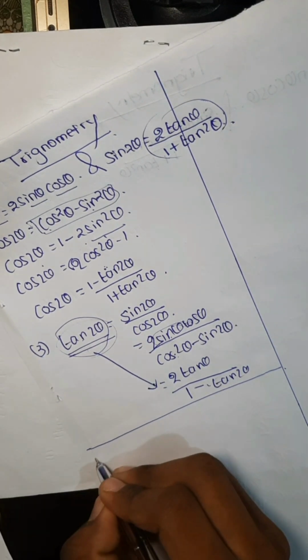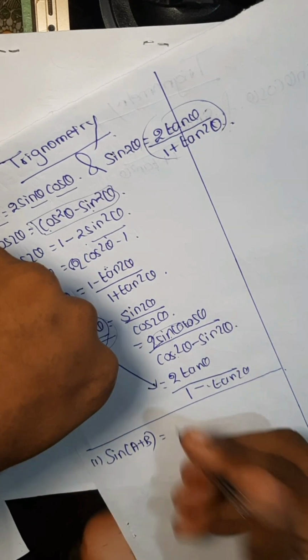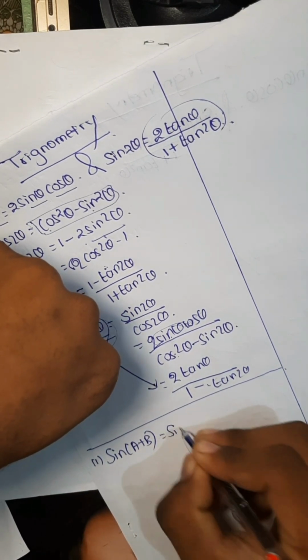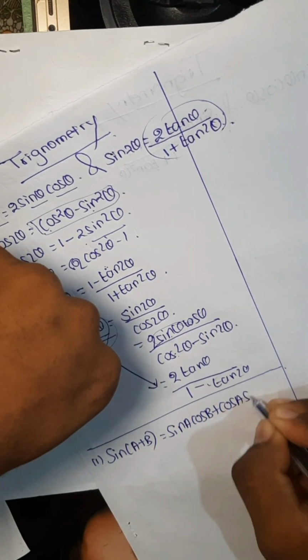Next, sin A plus B. The expansion of sin A plus B is given by sin A cos B plus cos A sin B.